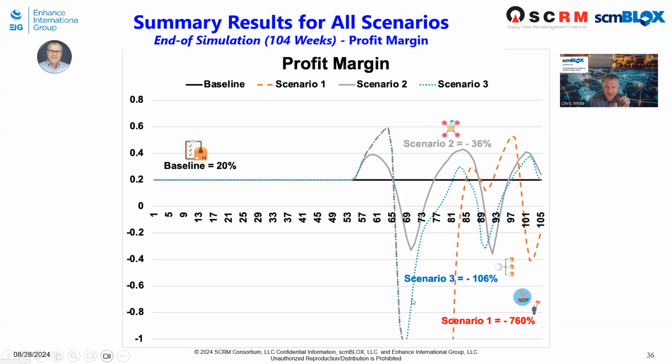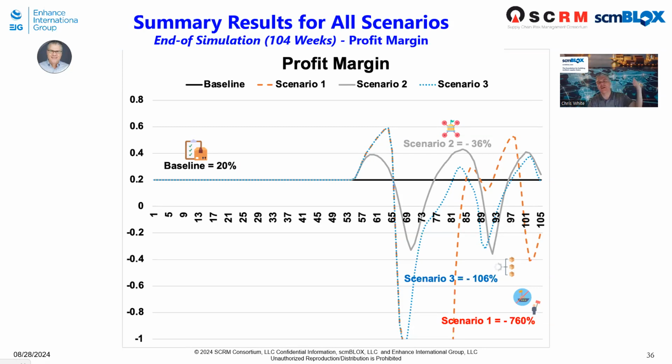And you can see with scenario 3, that dotted blue line starts to come up faster than the dashed red line. But scenario 2 stays on this chart, and I've got some back and forth, and it dips to negative 36% at the worst. But again, those are periodic dips, and we see that we're still doing all right.